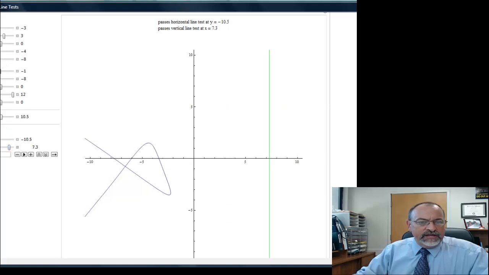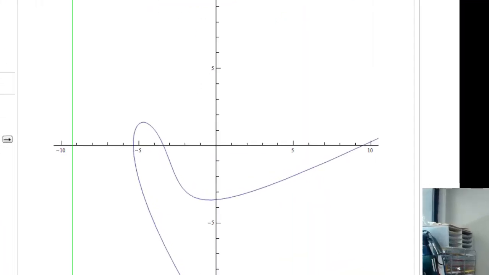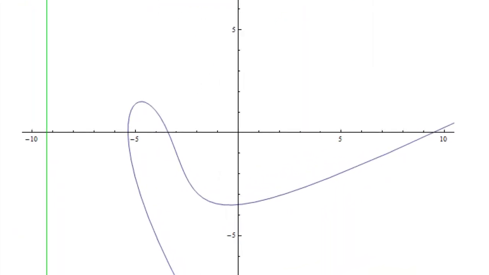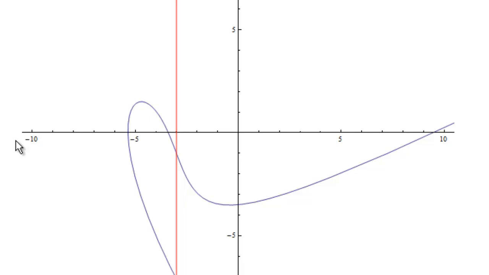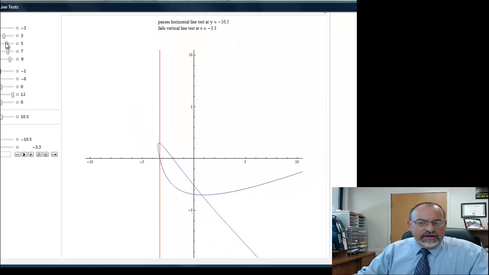So what if we have a different function here? What if we have this? Is this a function that we're looking at right here? Well, with the vertical line test, if we pass it right here, you'll notice that again, this one x value has a y value here and a y value here, so this is not a function either.